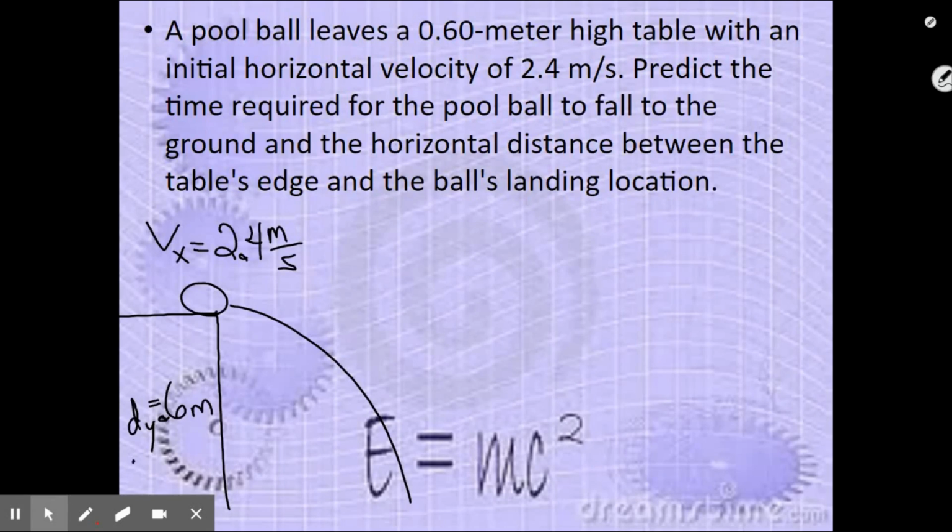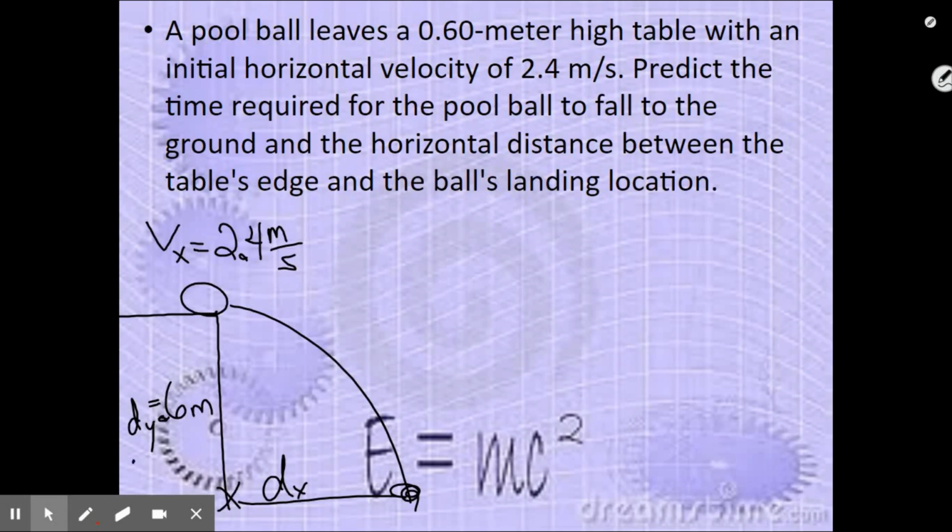Predict the time required for the pool ball to fall to the ground and the horizontal distance between the table's edge, which is here, and where it's going to land over here. So this is dx that we're looking for. All right, so if we look at this, we have to basically do two steps. We have to figure out the time, and that's going to connect, like I said, the y and the x.